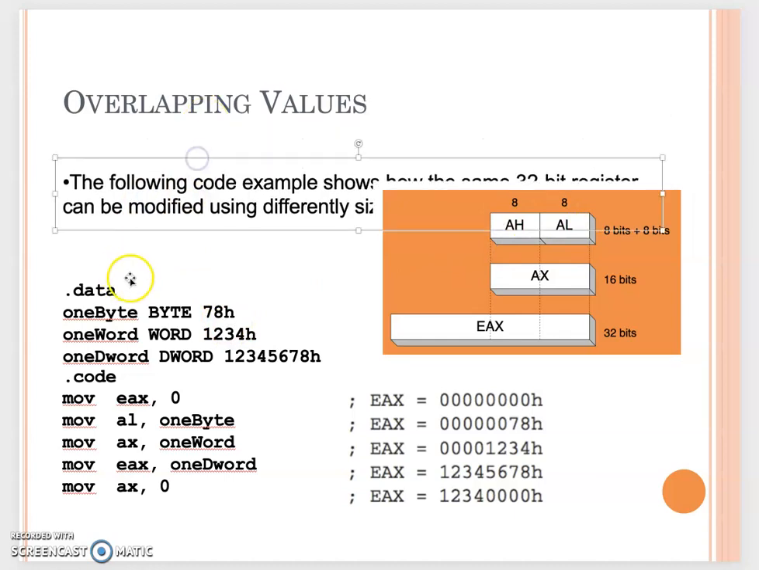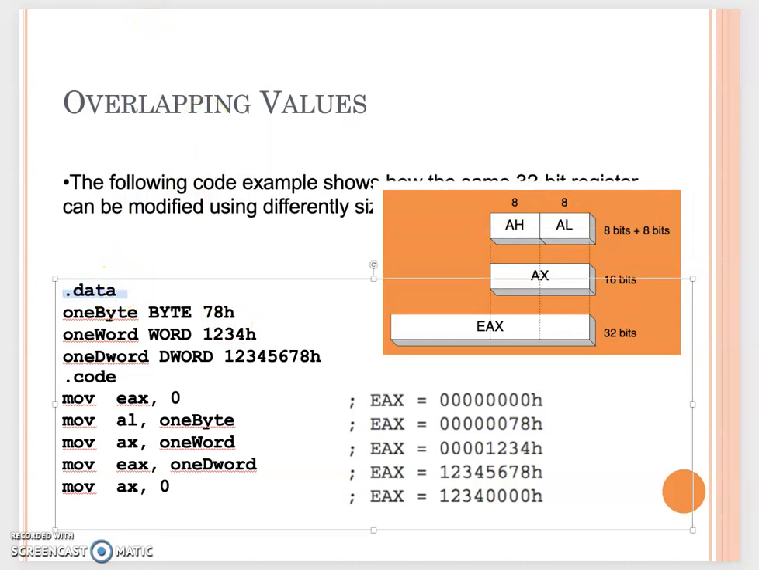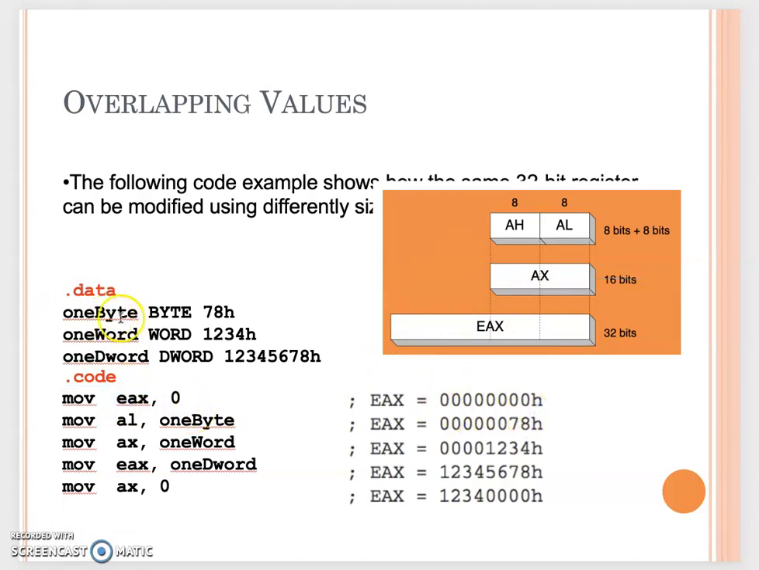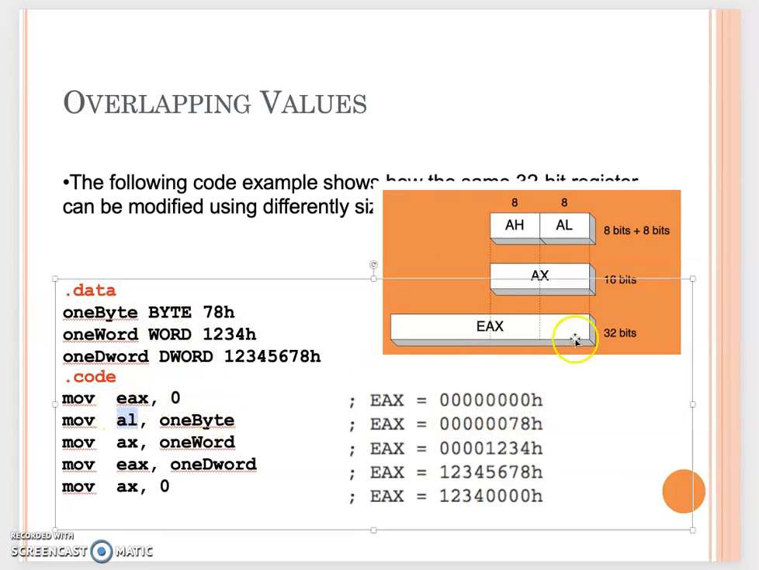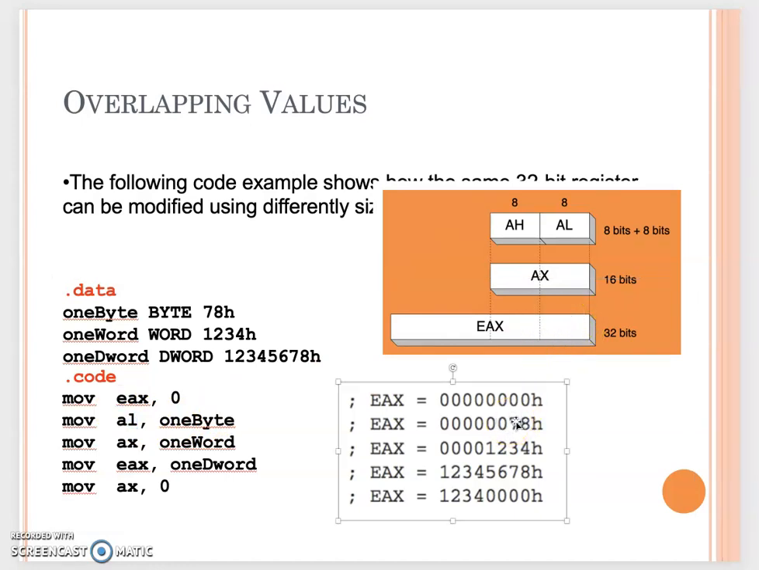Now we see this example. In the data, we defined a byte memory operand. Then we define a word and a double word. In your code block, at the very beginning we move 0 to EAX, so we will see all of EAX is 0, that's the 4 bytes. Then we have the 1 byte, which is 78. We move that value to AL. Then you will see they only update the first byte. So now the whole EAX becomes the first 3 bytes being 0, then you have 78.